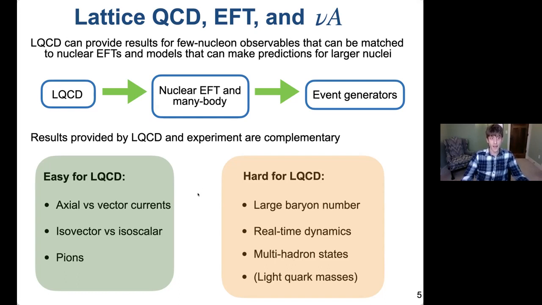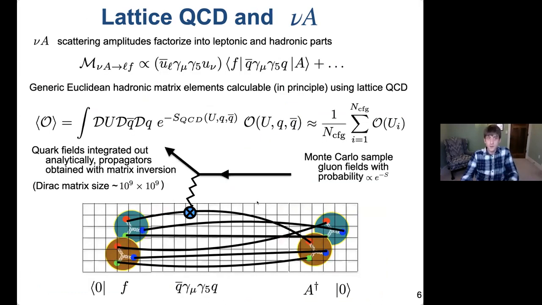So what lattice can offer is ease of switching between vector and axial currents with no changes in difficulty or systematics, flavor decompositions and looking at isovector versus isoscalar quantities without much change in precision, or with the isovector even coming out a little nicer on the lattice side. And pions are relatively straightforward. And this points to a synergy where lattice can try and provide constraints on things that we don't know very well from experiments about the nucleon and few nucleon systems.